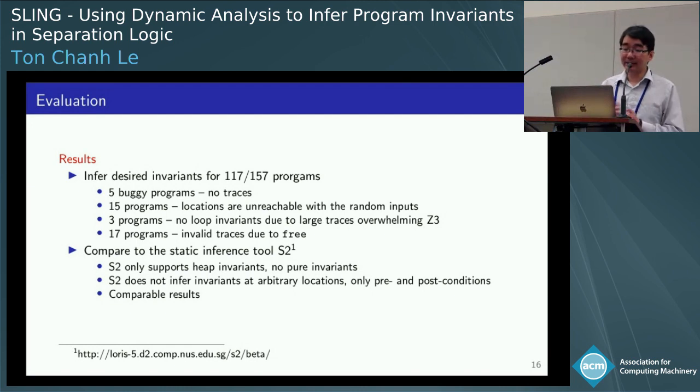There are 15 programs where the location that we want to infer the invariant is unreachable with a random input. And there are 3 programs where we cannot generate the loop invariant due to the large traces and overwhelming G3. And for the last 17 programs, we get invalid traces from the debugger because for some memory reasons that are already freed, but the debugger still reports them after the free segment.